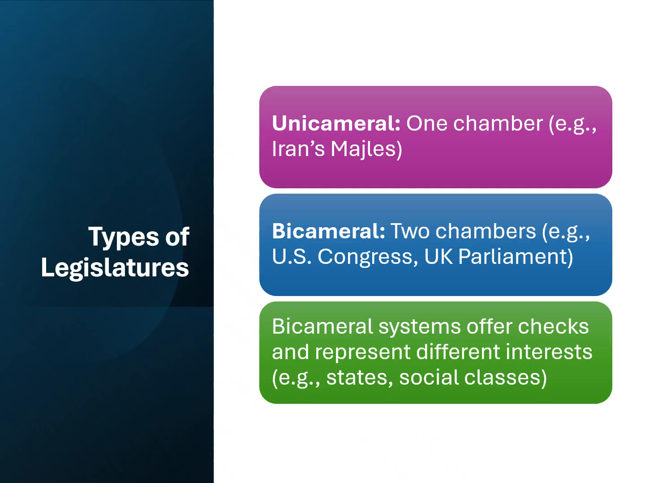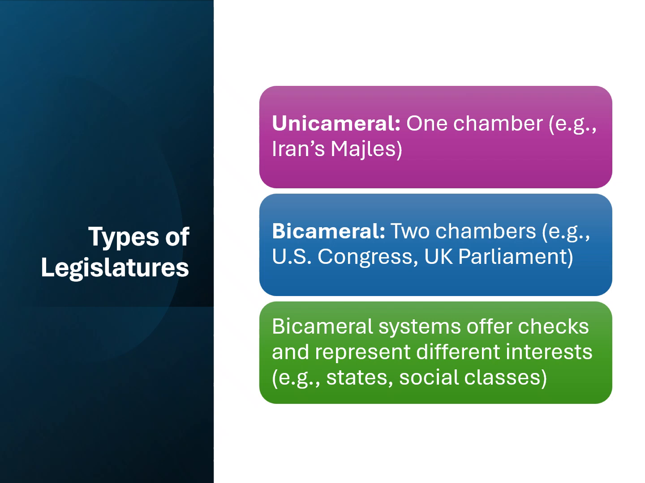There are two main types of legislative structures. The first is the unicameral legislature. One chamber, one lawmaking body. It's simpler and more efficient. It's very common in unitary states. For example, Iran has one body, the Majlis.